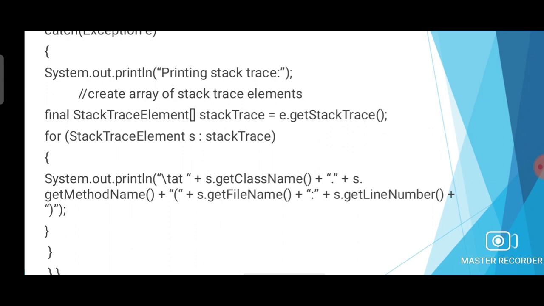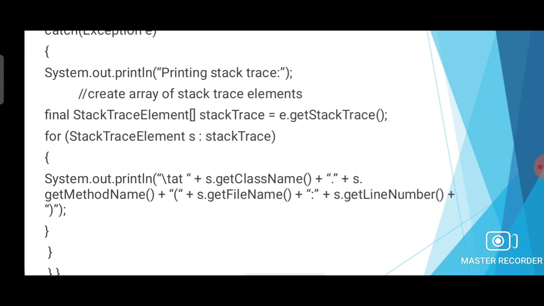Here we are calling the method getStackTrace. By this method, all the details of the exception will be traced and stored into the array stackTrace. We are creating an array of elements, the stack trace, on which all the necessary information will be kept.